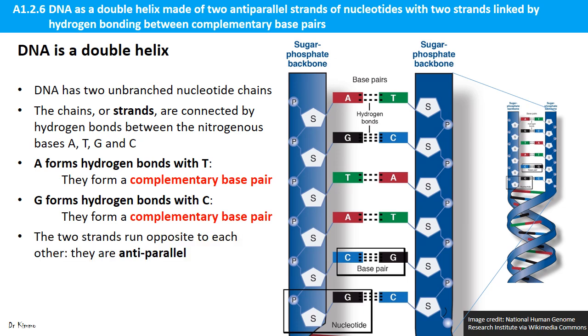The 2 strands run opposite to each other. They are anti-parallel. And their shape is helical. They form a double helix.